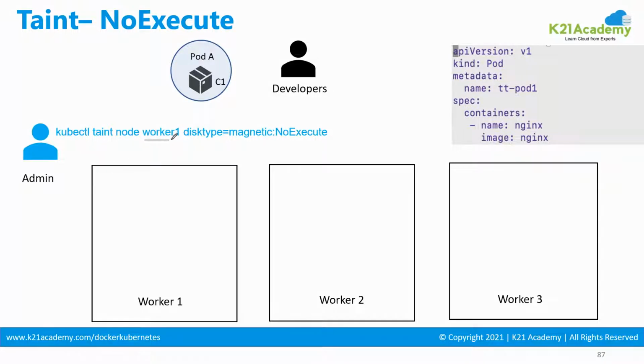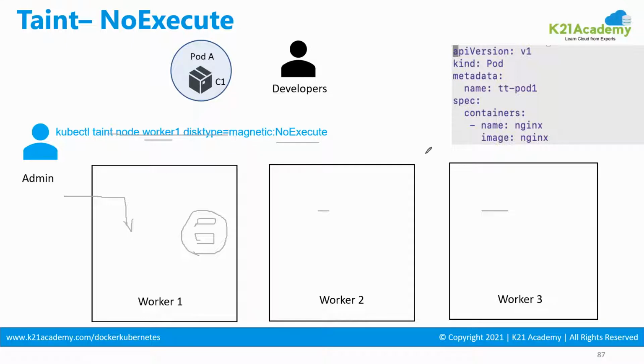On the worker one node, no pod will be scheduled, but all other pods will get scheduled here. But whatever the existing pods are there, they will also get evicted from this location, right? So that is the meaning of NoExecute. Do not execute any pod, do not deploy any pod, do not schedule any pod, as well as do not execute any pod on this worker node if it is tainted like this one.